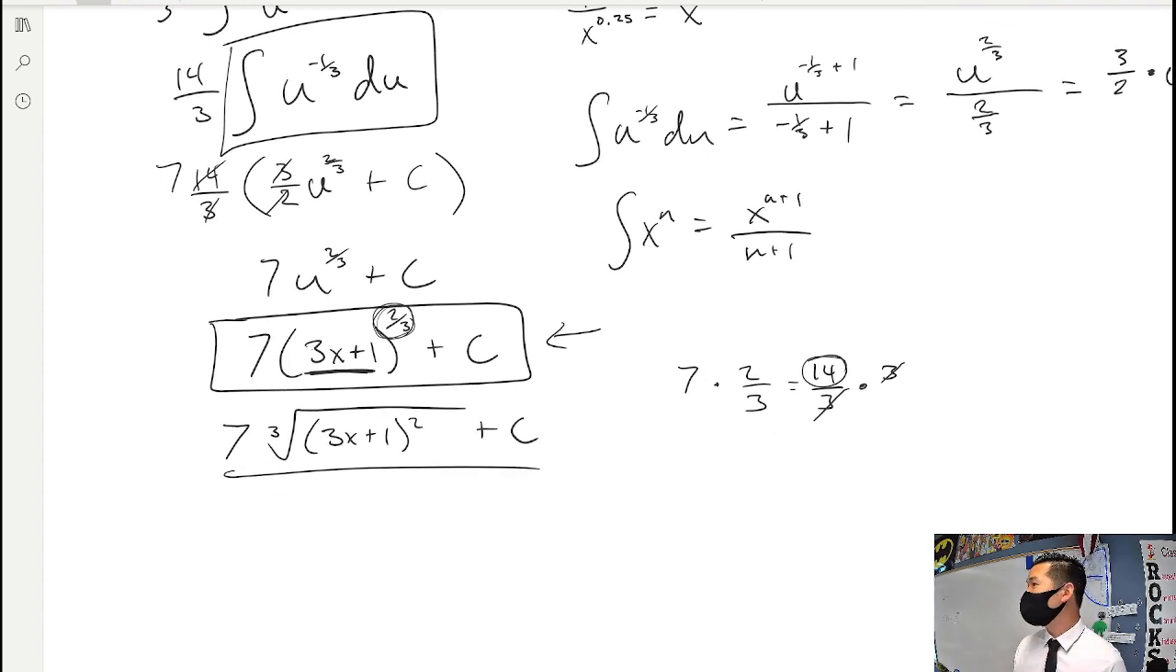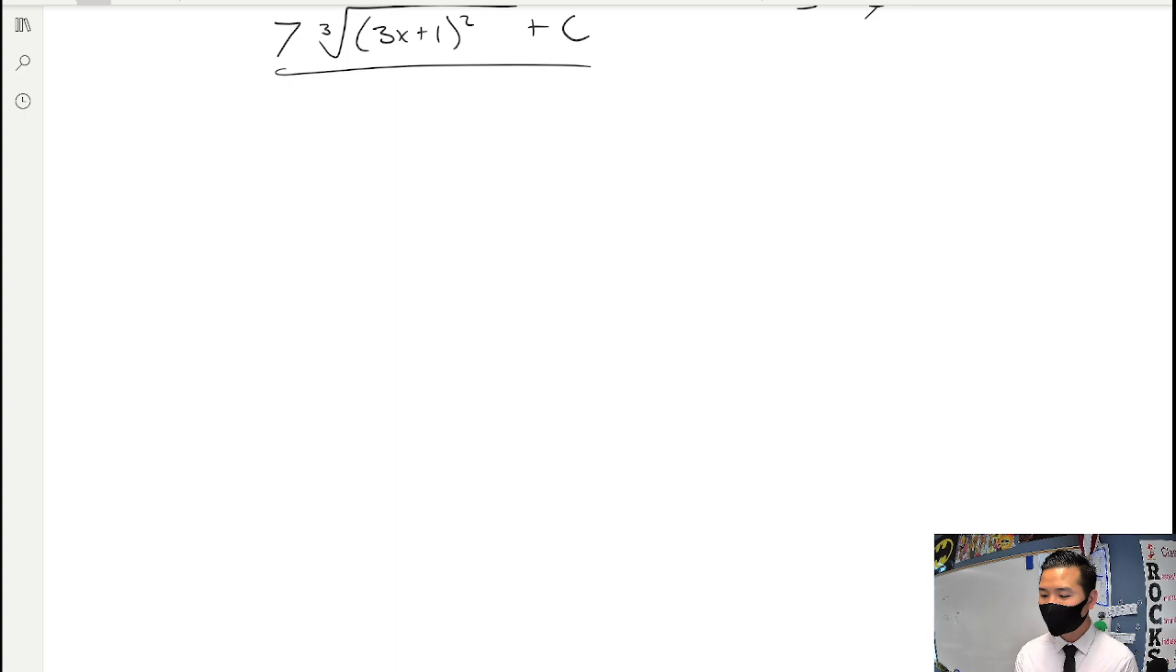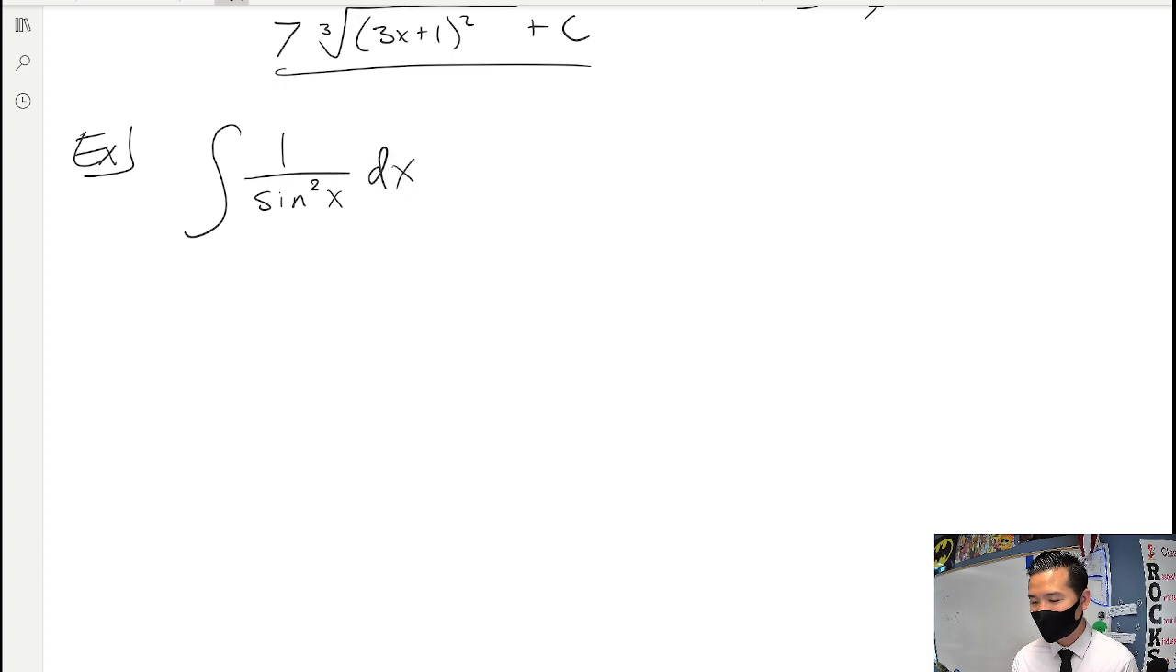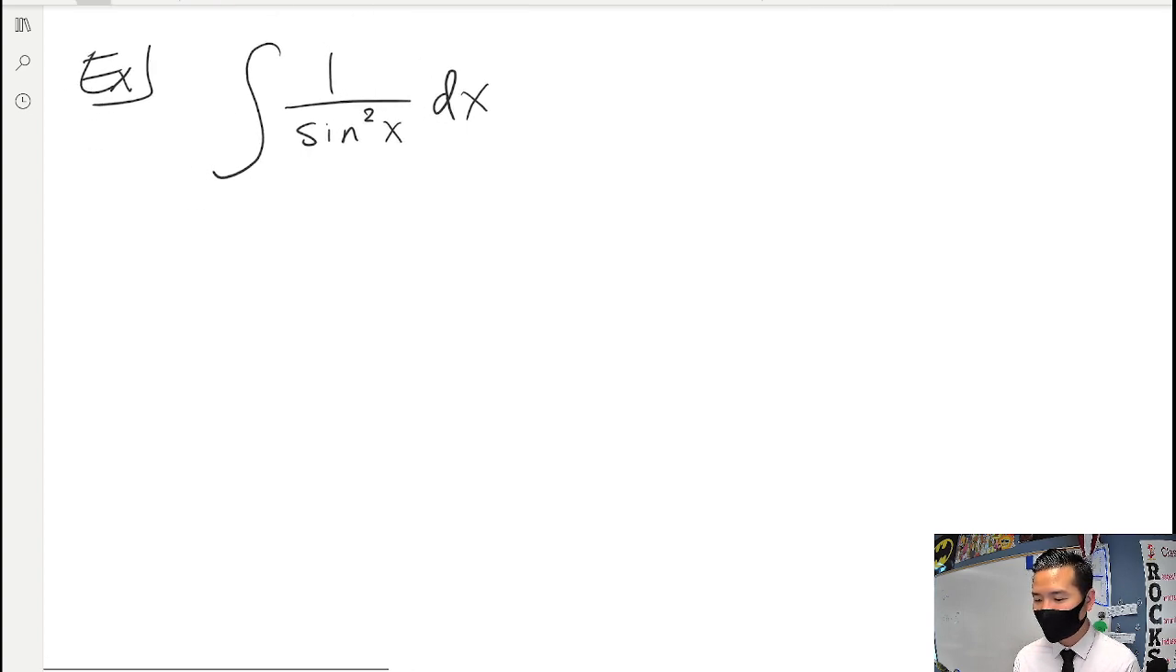Do you always need to do u substitutions? No. Yes. No. Wait. Not always. Do you always need to do a u substitution? No, because you might not always have a u, right? So, let me ask you this. What if I gave you a problem that looked like this?